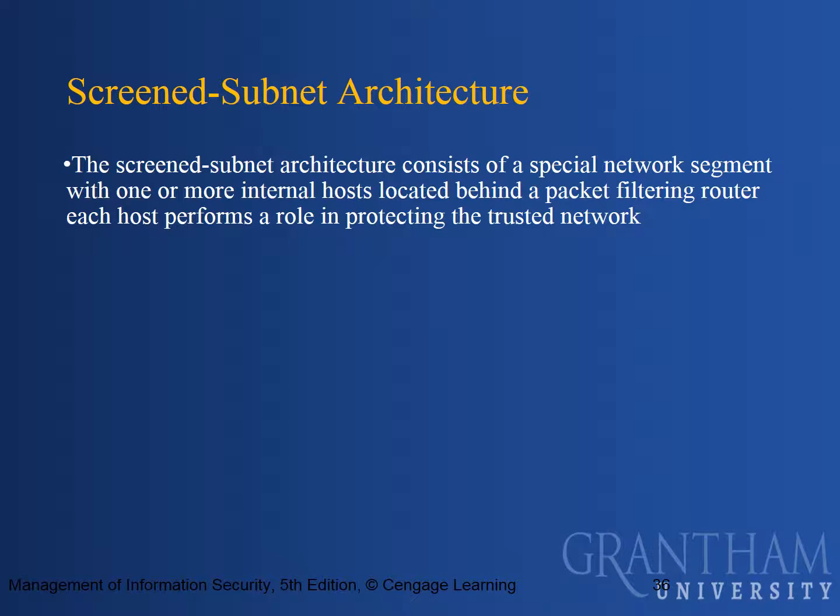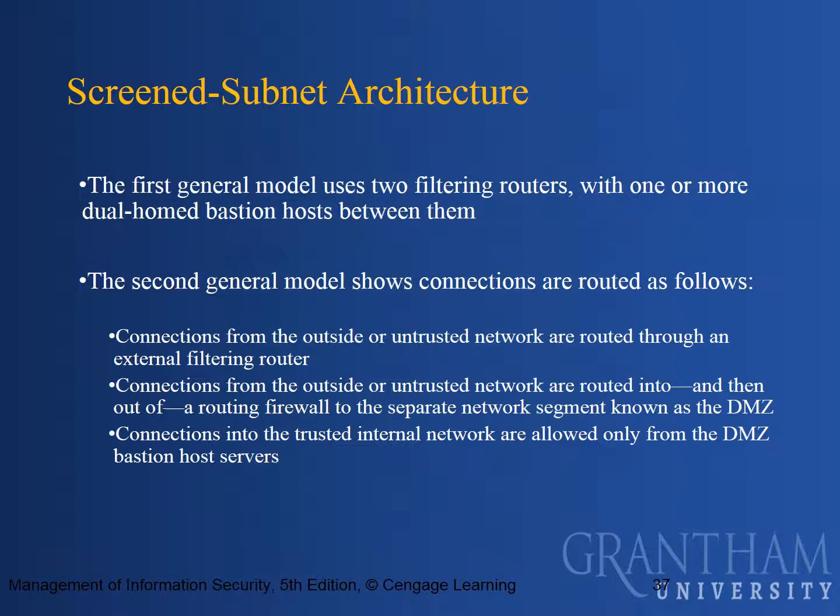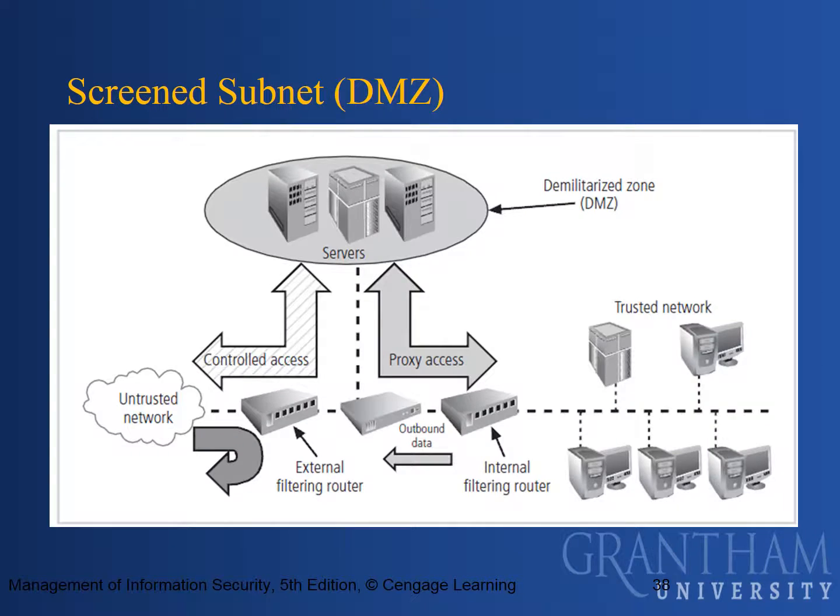Functionally, the difference between the screened host architecture and screened subnet architecture is the addition of packet filtering behind the bastion host or hosts, which provides more security and restricts access to internal hosts only to traffic approved in the internal or interior firewall device's rule set. Note that there are first general model and second general models for screened subnet architecture. This illustration shows the screened subnet, or DMZ.